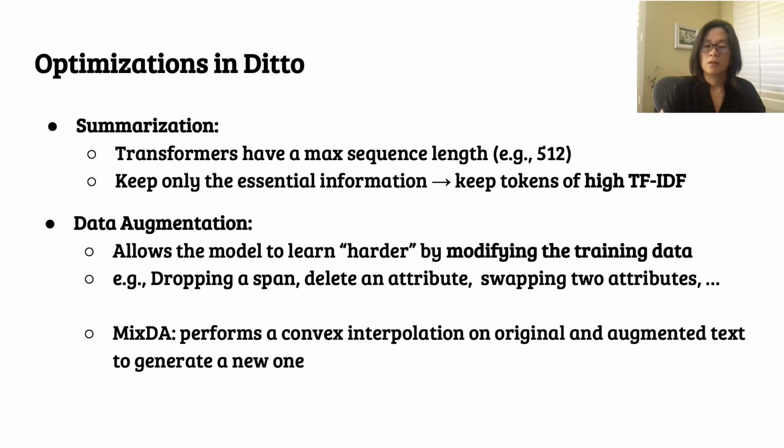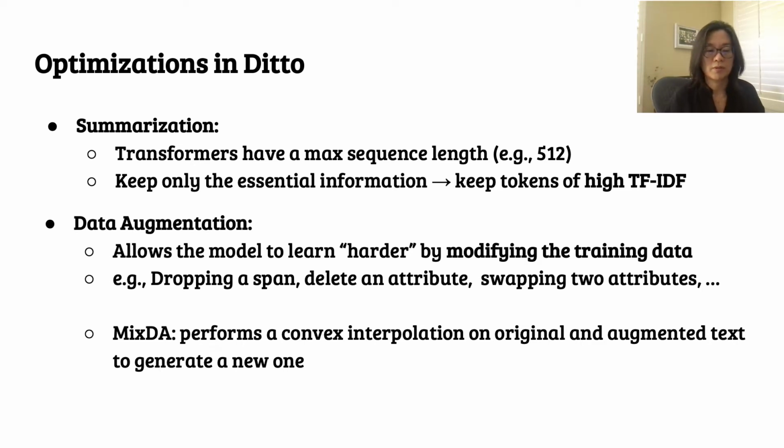The third optimization we do is data augmentation. This is done to reduce the amount of labeled training data that we need. In the data augmentation process, we apply different operators to create more training data. For example, by dropping a span of tokens, removing one attribute, or swapping the order of two attributes. By reordering the attributes and values, we are also teaching the model that the order of the attribute values should not matter in determining whether two records should match or not.